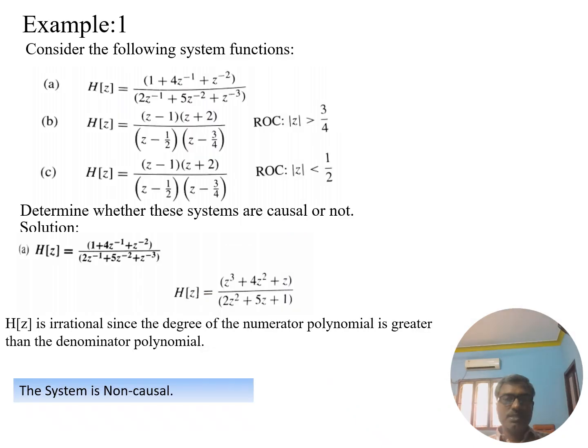Now we'll discuss some example problems on causality of the system. Let us consider the first problem. Here the given system function is H of z equal to z cube plus 4z square plus z, divided by 2z square plus 5z plus 1. When we look into the numerator polynomial, the degree of the numerator polynomial is greater than the degree of the denominator polynomial. So the system is said to be a non-causal system.